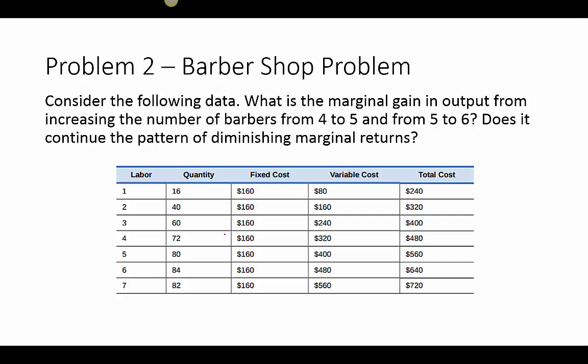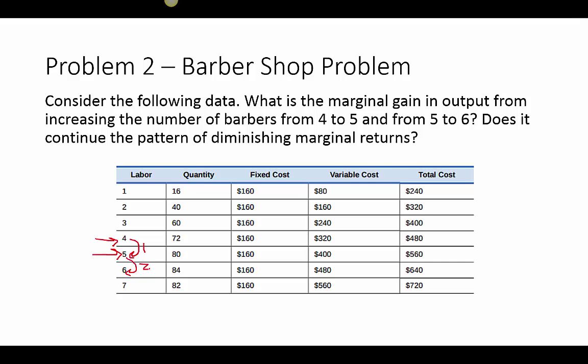We're considering the following data, right? And we're saying, what is the marginal gain in output from increasing the number of barbers from 4? So here's our barbers right here. There's 4 barbers to 5. Okay, so we're doing this increase right here. And then we're gonna say, and from 5 to 6. So this increase right here. So those are the 2 points. This is number 1, this is number 2, right? These are the 2 points that we're gonna consider. So the marginal gain. And then in the end, we're also gonna say, does it continue the pattern of diminishing marginal returns?